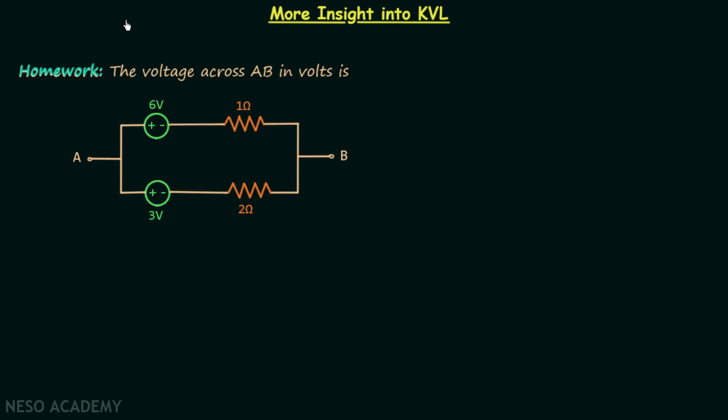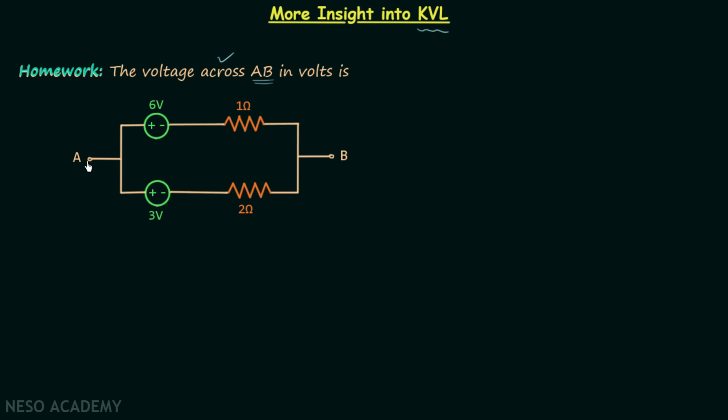In the lecture KCL and KVL solved problems, I gave you this homework problem and a few students were asking me to post the answer, and therefore I am going to solve this problem. The main reason for solving this problem is to have more discussion on KVL. In this problem, we are required to find the voltage across A, B.